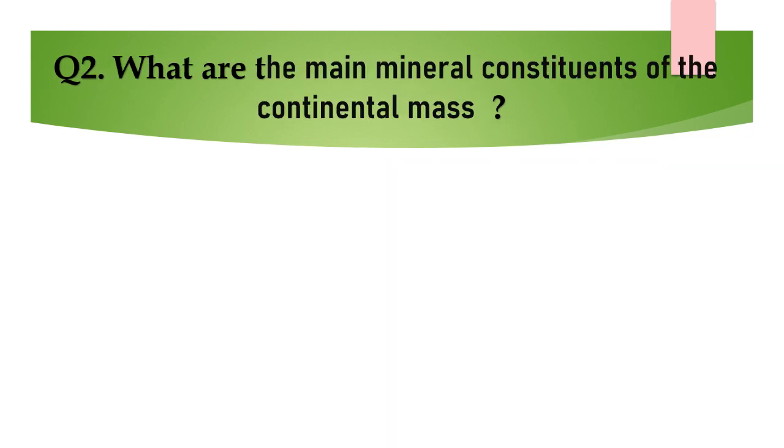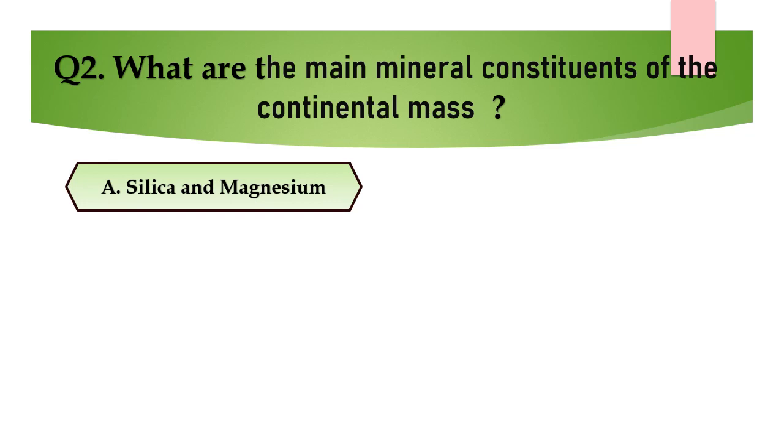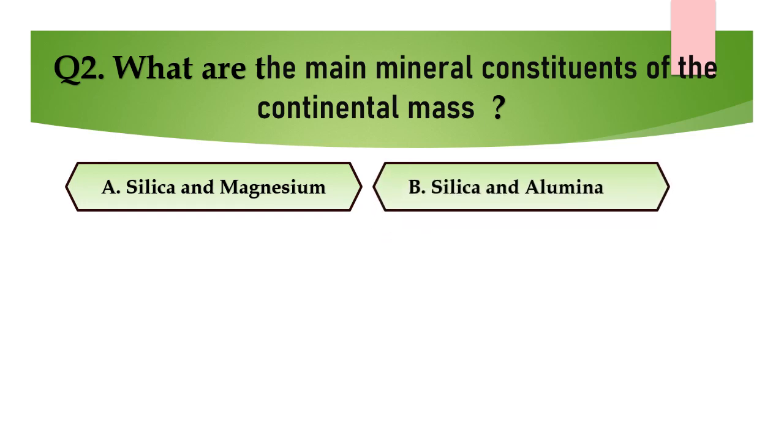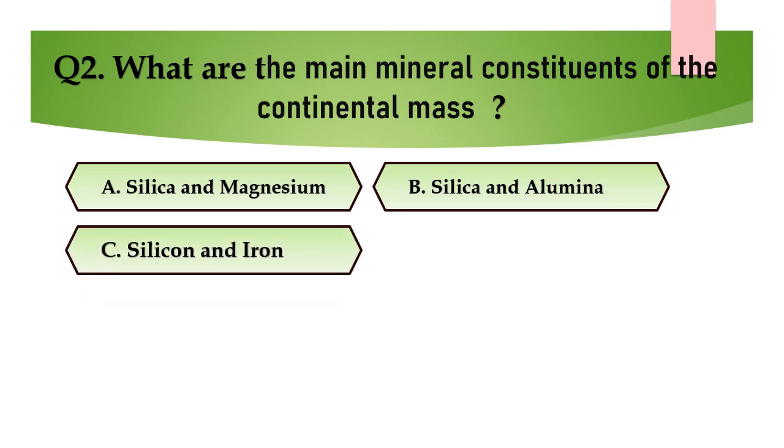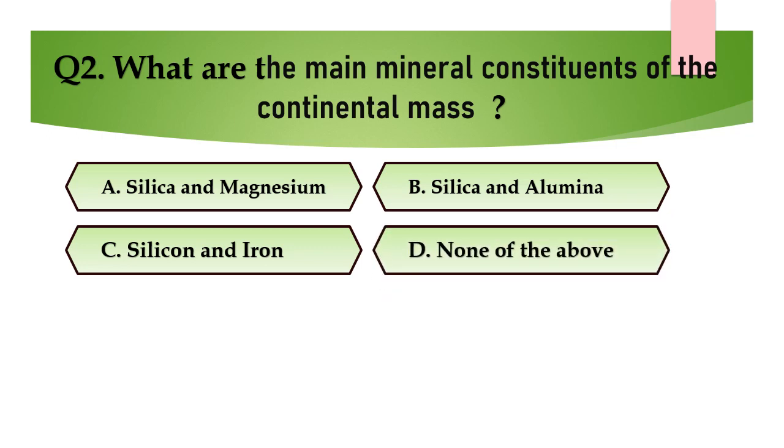Question number 2. What are the main mineral constituents of the continental mass? Option A. Silica and magnesium. Option B. Silica and alumina. Option C. Silicon and iron. Or option D. None of the above.